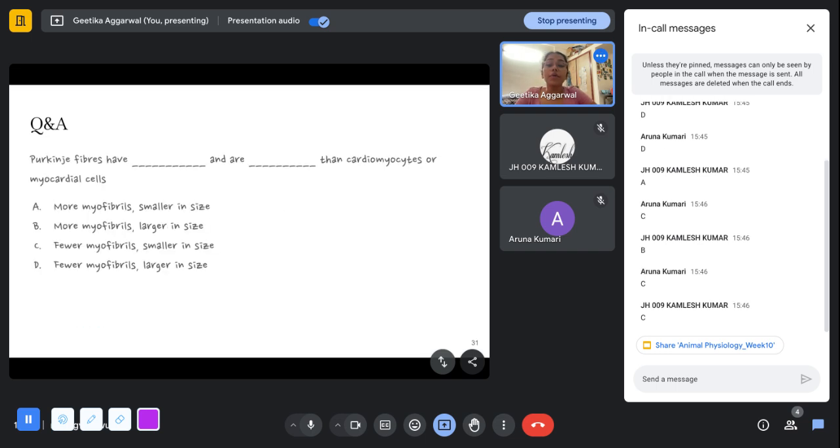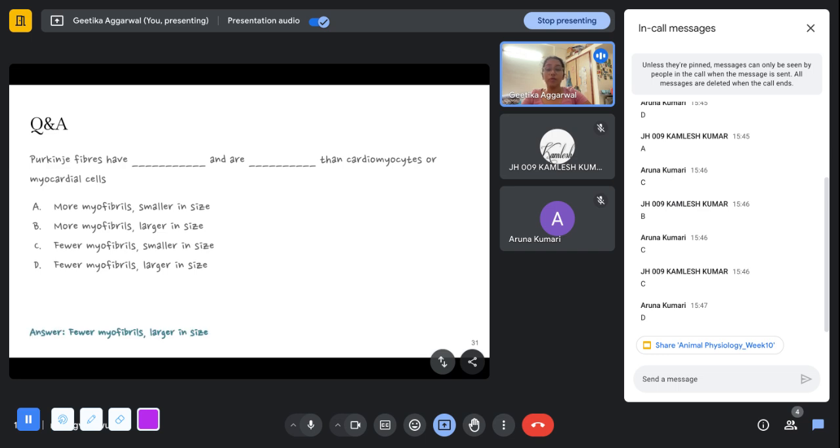Purkinje fibers have dash and are dash than cardiomyocytes and the myocardial cells. So, do Purkinje fibers have more myofibrils or fewer myofibrils, and are they smaller or larger in size than cardiomyocytes or myocardial cells? D part, the Purkinje fibers have fewer myofibrils and they are larger in size.